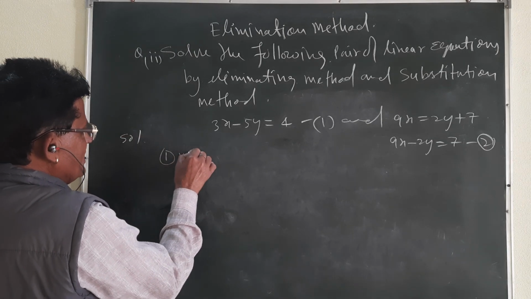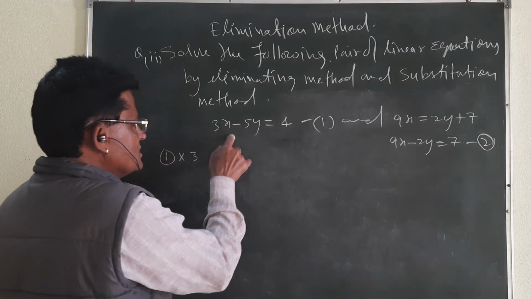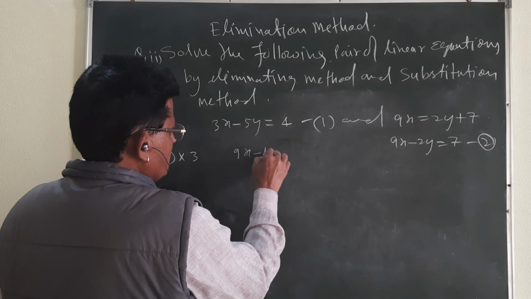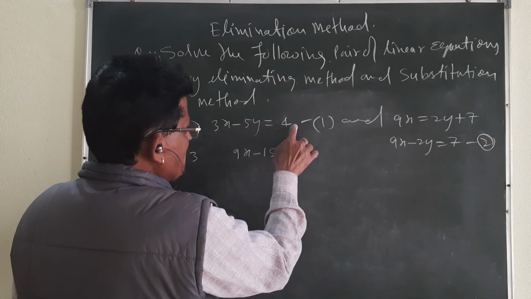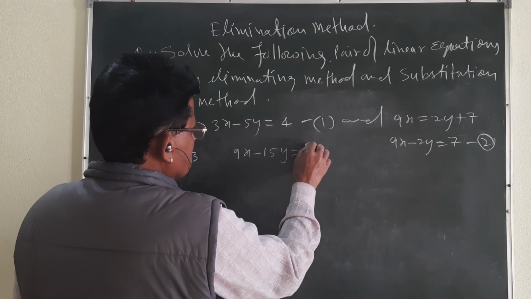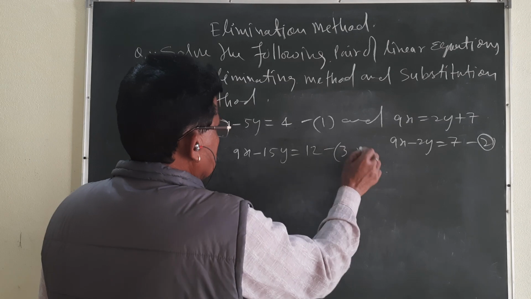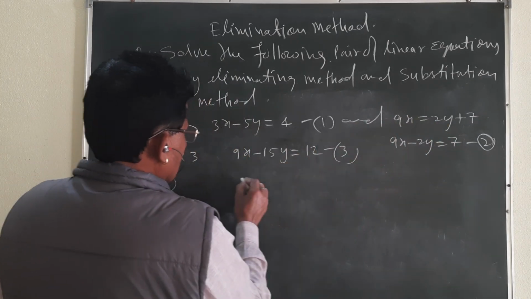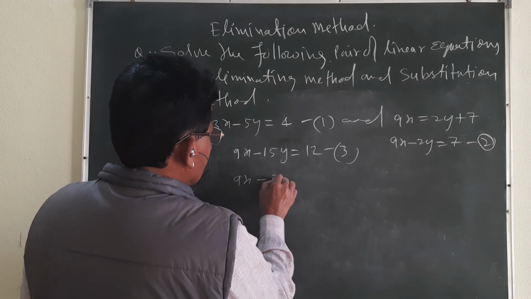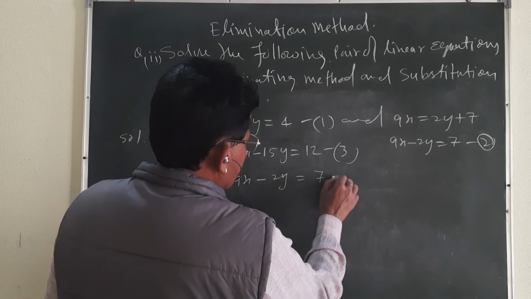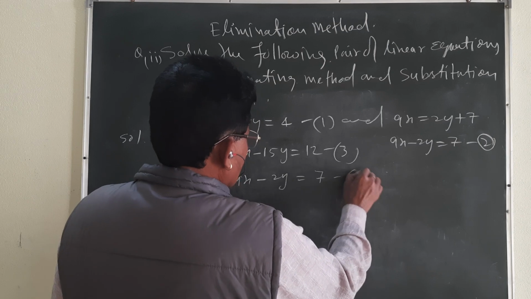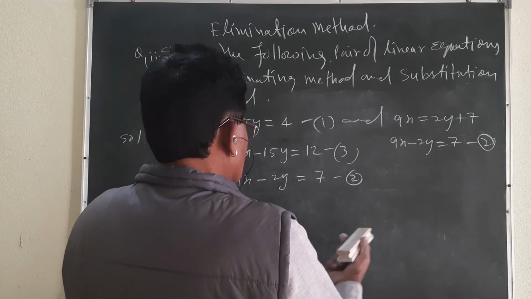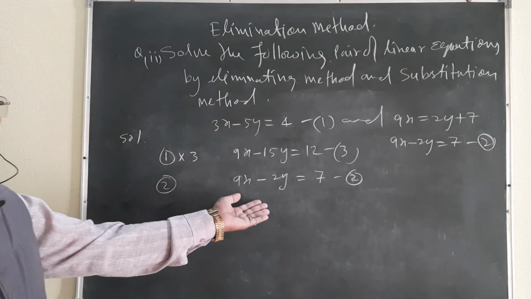Equation 1 multiplied by 3. You multiply this one by 3: 9x minus 15y will be equal to 4 multiplied by 3, that is 12. This is equation number 3. And this equation number 2 you write as it is: 9x minus 2y is equal to 7. This is 2, because we have not multiplied by anything. If you want, you can multiply by 1, because it will be as it is.